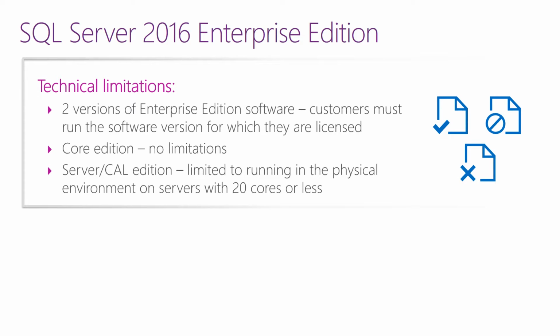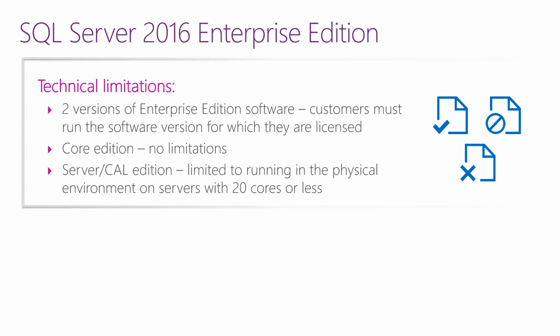As you can see here on the slide, there are some technical limitations when running SQL Server 2016 Enterprise Edition via the Server CAL model. So let's take a look at these in a bit more depth. It's important to note that there are actually two versions of the Enterprise Edition software. One for customers licensed with the core model, and one for customers licensed with the Server CAL model. And an organisation must be sure to only run the version for which they're licensed.